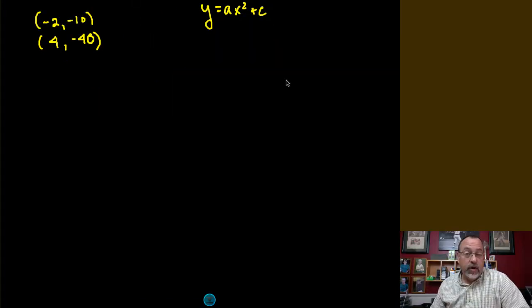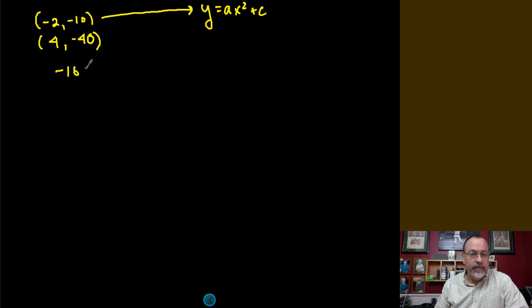The second type of problem we might have is where we're given two ordered pairs, but neither one is the y-intercept. So what are we going to do in this case? Remember, we need to determine a and c. What we want to do in this case is just substitute these values in for y and x and see if it leads us somewhere. So I have this coordinate, so let's substitute this in for y and x. I have -10 is my y value. -10 is equal to a times my x value squared plus c.